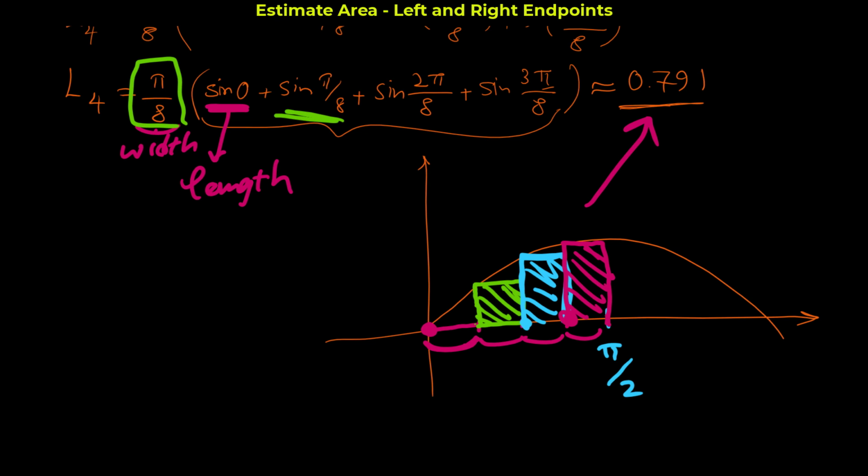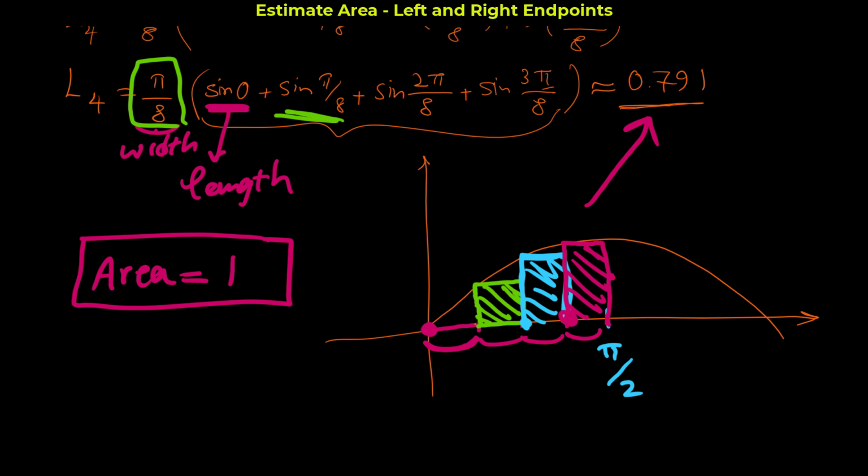But what is the actual area under the graph of sine of x from 0 to pi over 2? The exact value of the area is 1, which later, when we use integral formulas, we can find exactly. But here we just want to estimate.